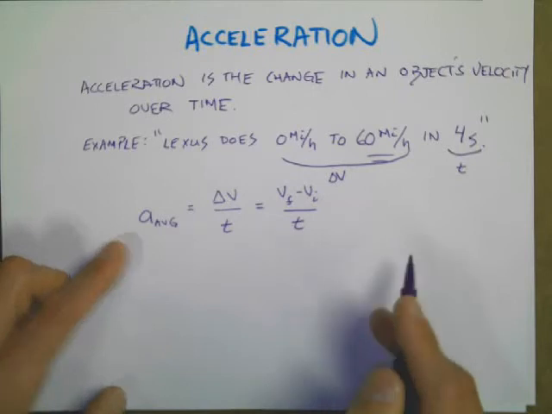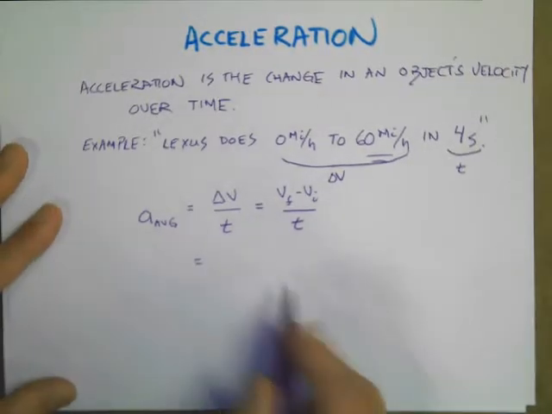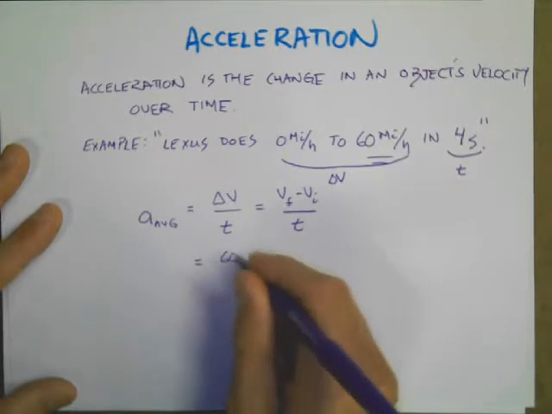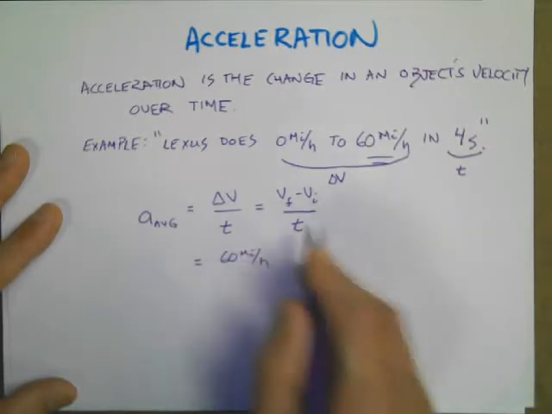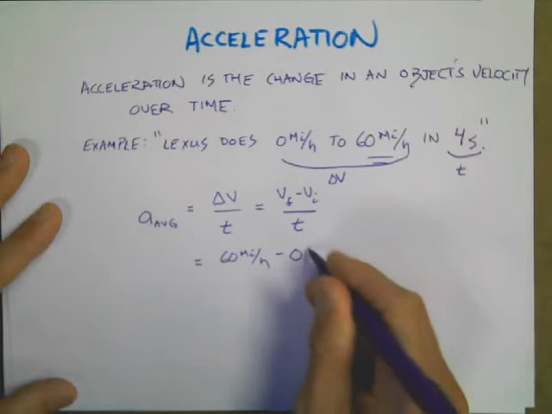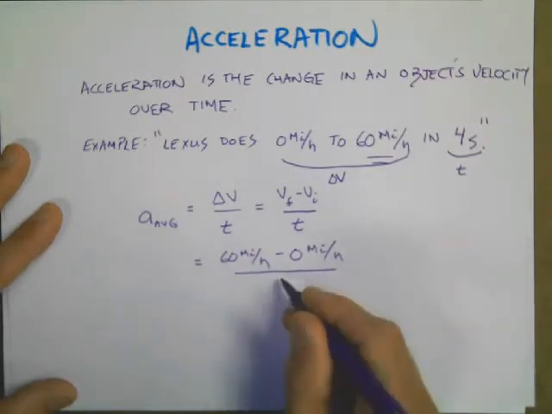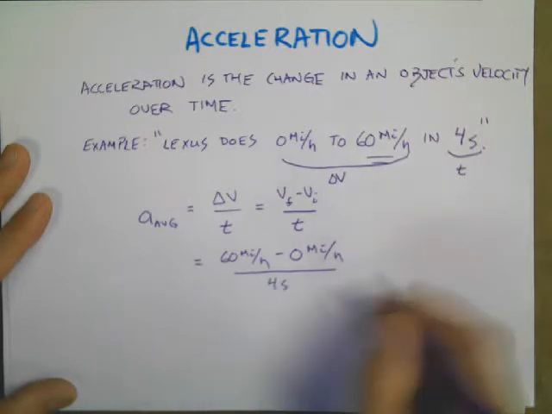Let's plug in the numbers from the commercial here to make this crystal clear. The change in velocity is going to be v final, which is 60 miles per hour, minus the initial velocity of 0 miles per hour, and that's happening in 4 seconds.